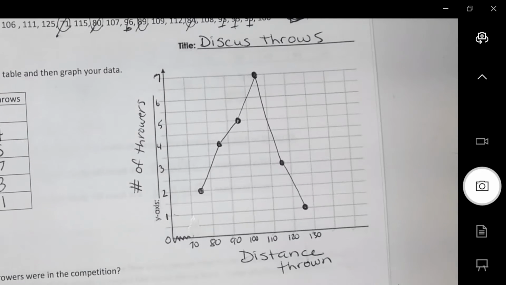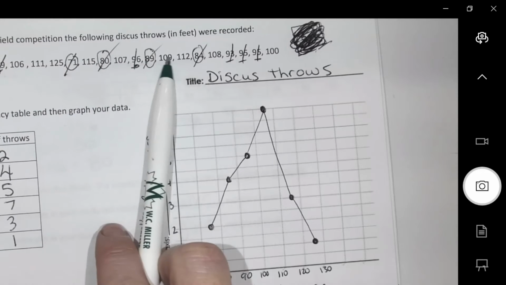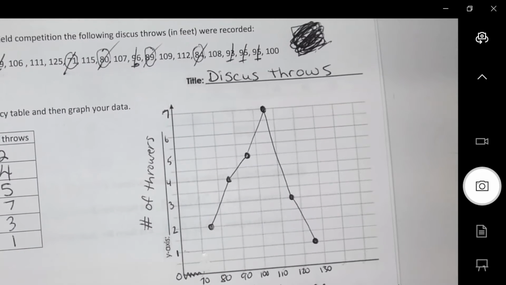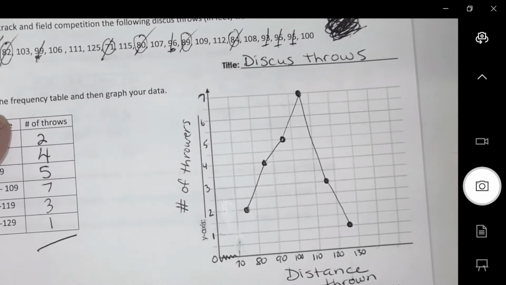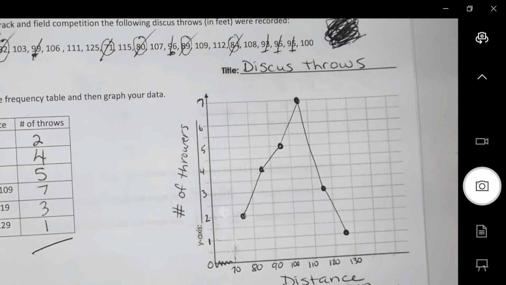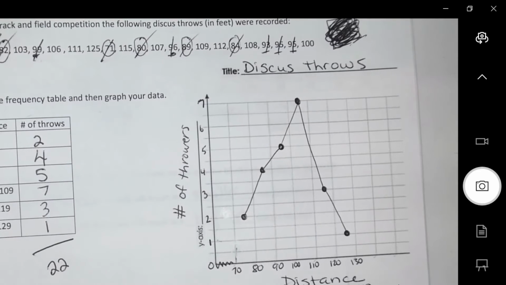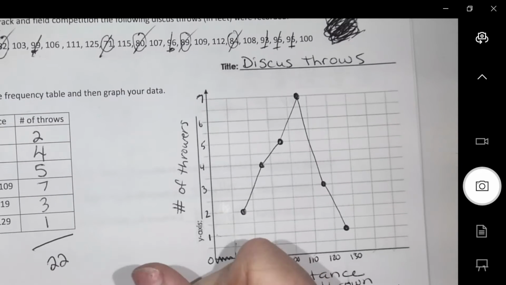Okay, how many throwers were in this competition? So you could go here and you could count how many those were all together, like 1, 2, 3. Or faster, I could add up this. Because 2 people threw that, 4 people threw that. So this adds up to what? I got 22 people that had throws.